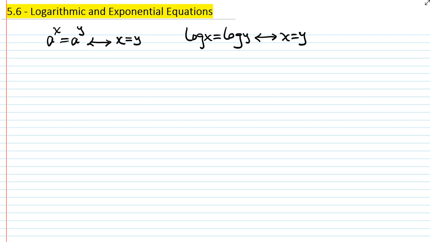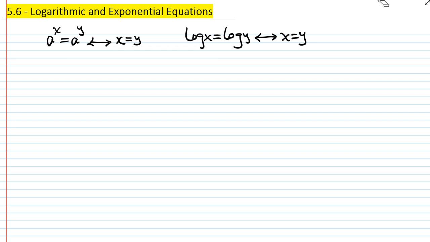All right, we're going to finish this chapter with logarithmic and exponential equations. Earlier we talked about a couple of properties, the one-to-one property of logarithmic and exponential equations. Remember, logarithms are exponentials, just written in a different form. So both of what I have here are consequences of one-to-one properties of logs and exponential equations.